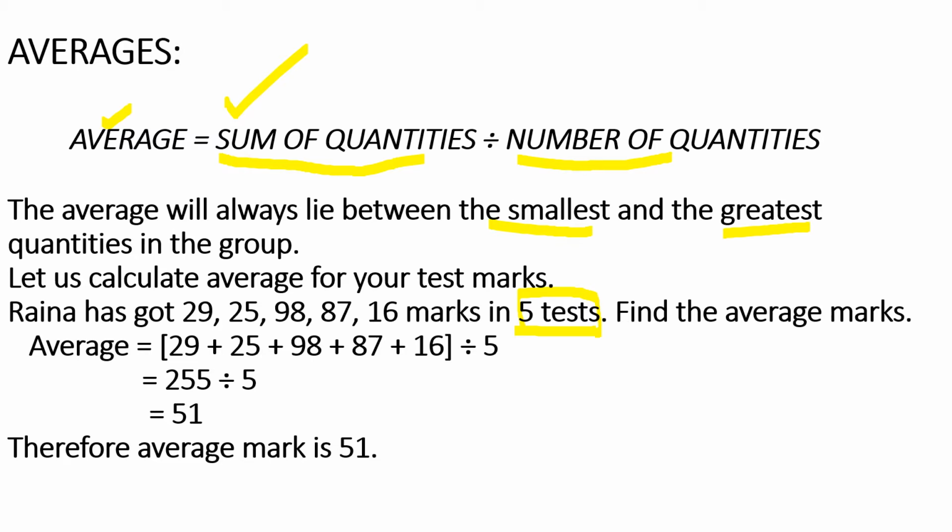Now, the average is equal to, we have to add the test marks. So 5 test marks we have to add. So 29 plus 25 plus 98 plus 87 plus 16 divided by the number of quantities, 5. If you add those 5 test marks, you will get 255 divided by 5. 5 5s are 25, 1 5 is 5. So what is the average mark? The average mark is 51.